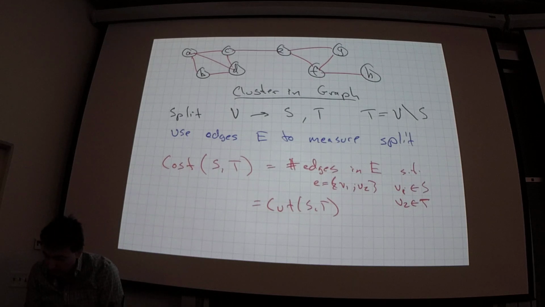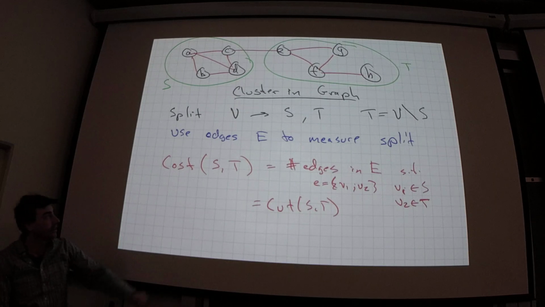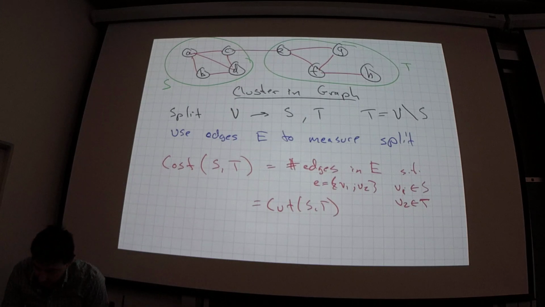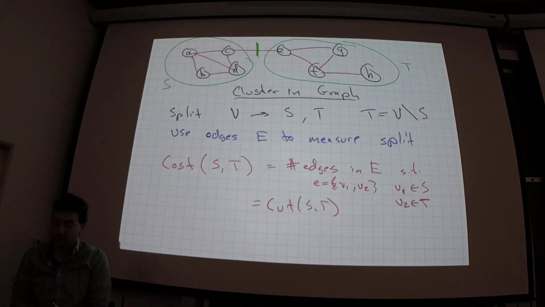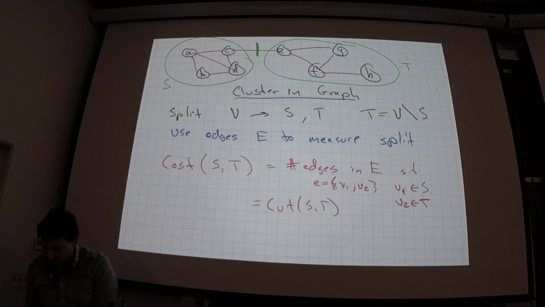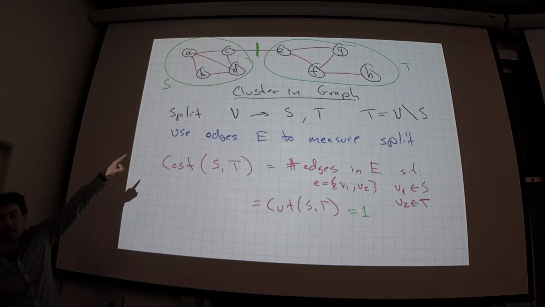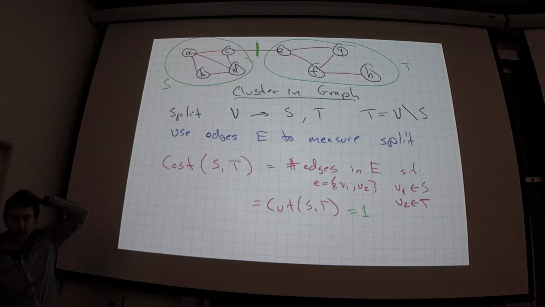Right? So how would I do that? I probably say this set A, B, C, D is S, and E, G, F, H is T. Right? It only has the single edge here, which is cut. Right? So if this is S and T, then the size of the cut is going to be equal to 1. Okay? So this is good. This is probably the cut I would like to make. This is probably the cluster I would like to make.